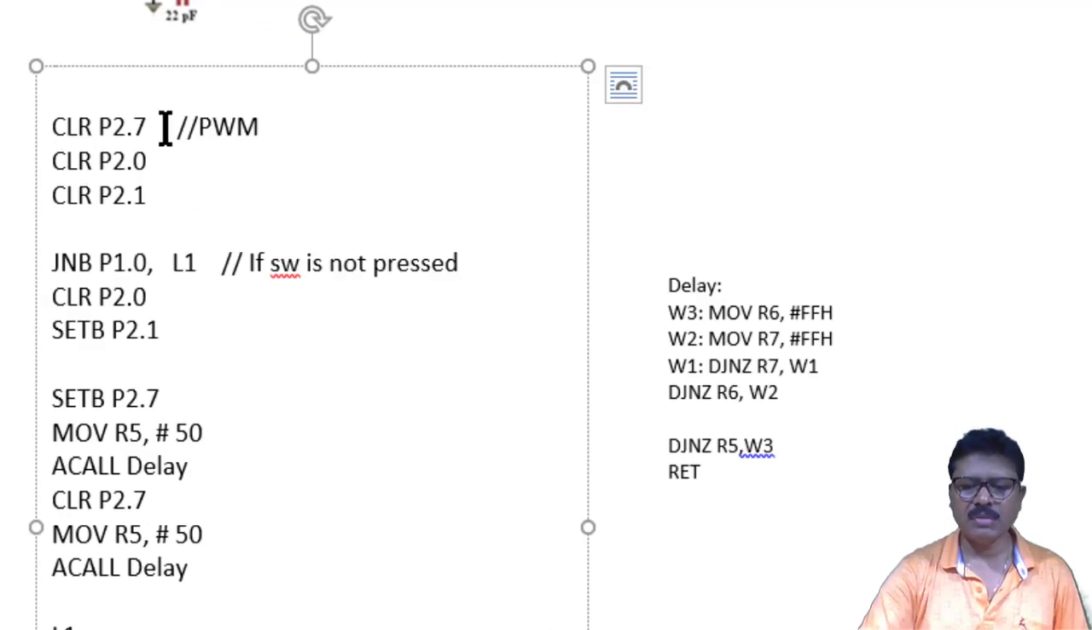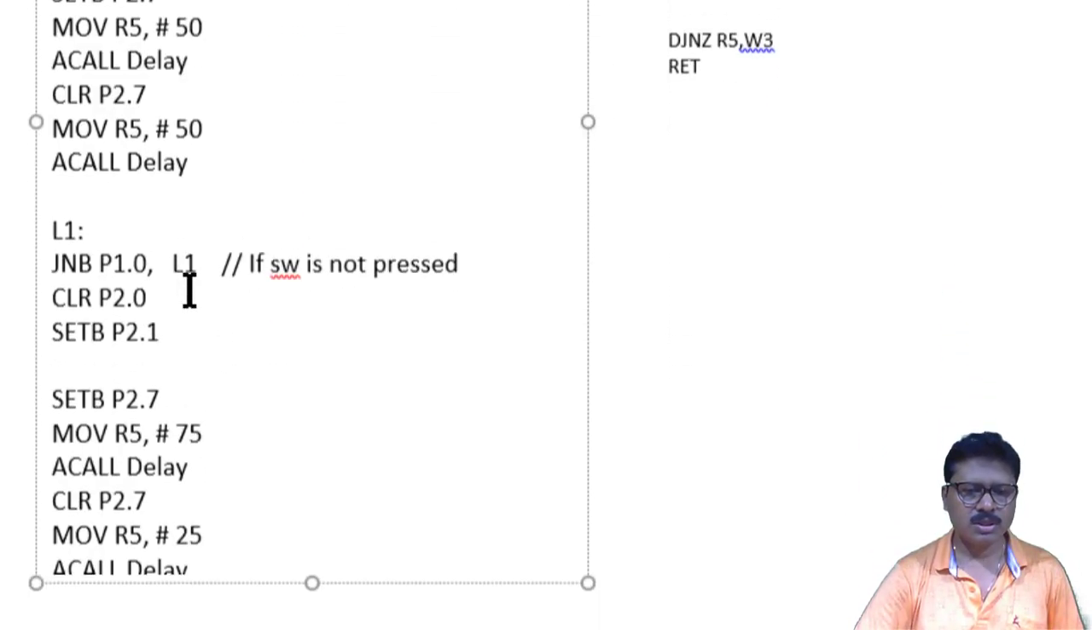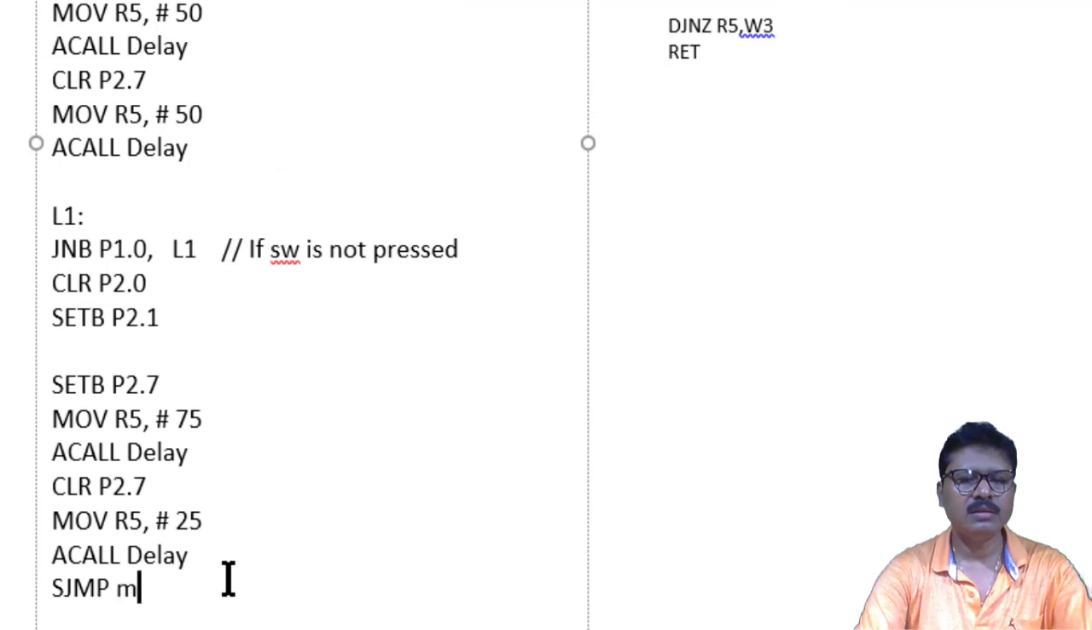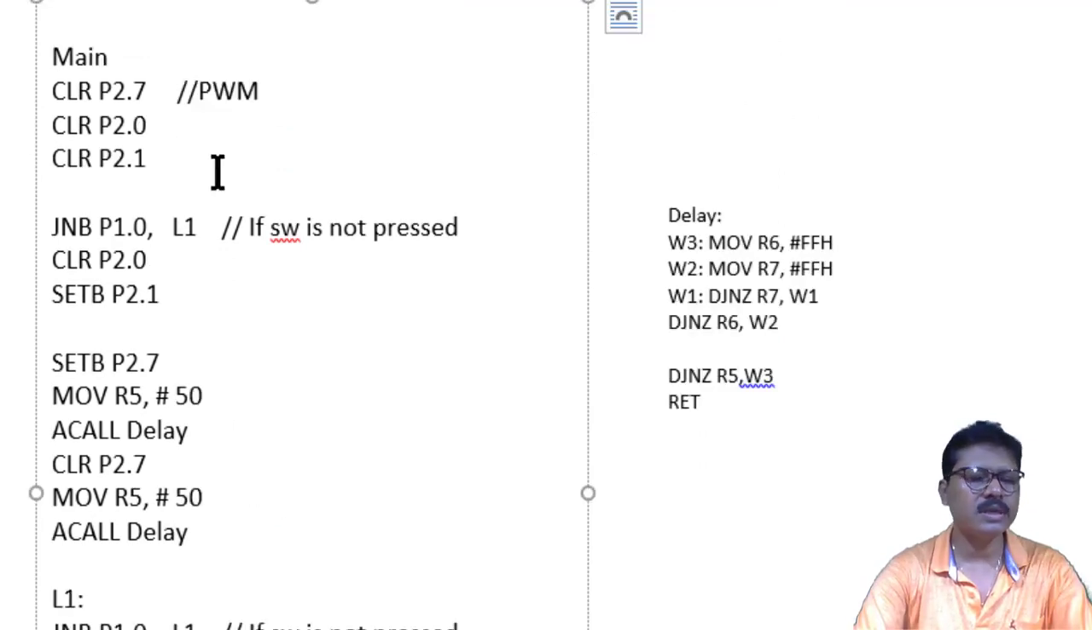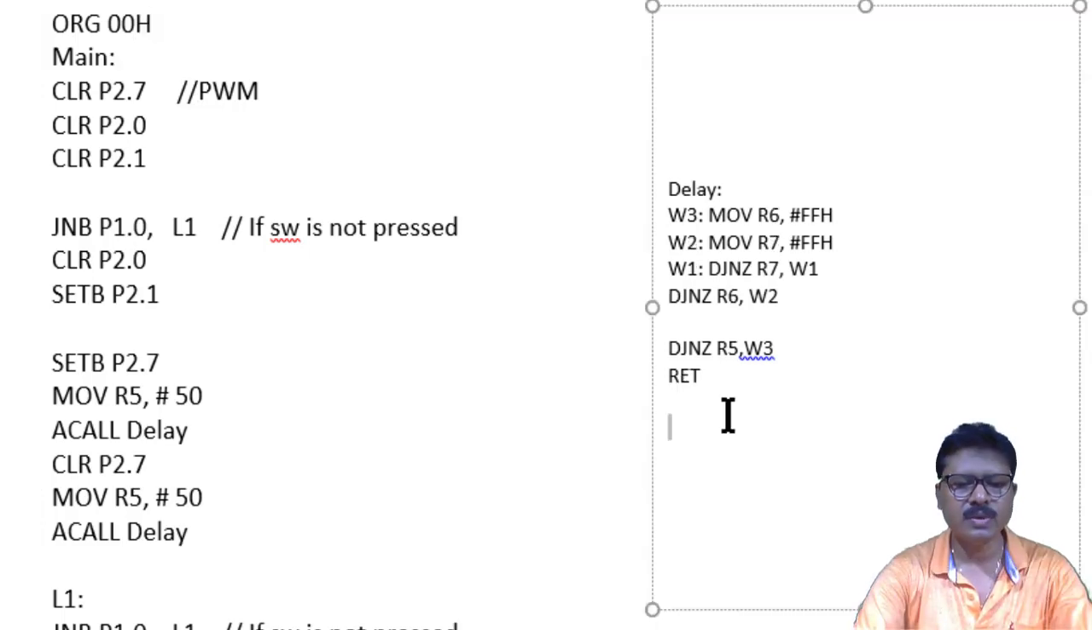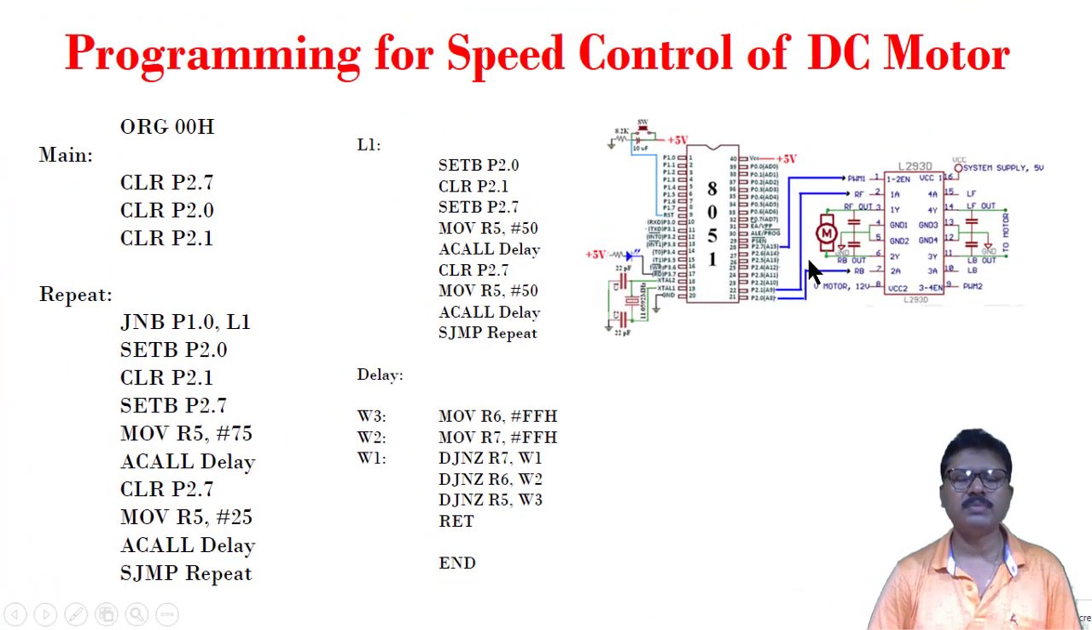Say here will be the main, and a short jump to main, we must write an origin, say 00H, and end will be here. So this is up to today's class.